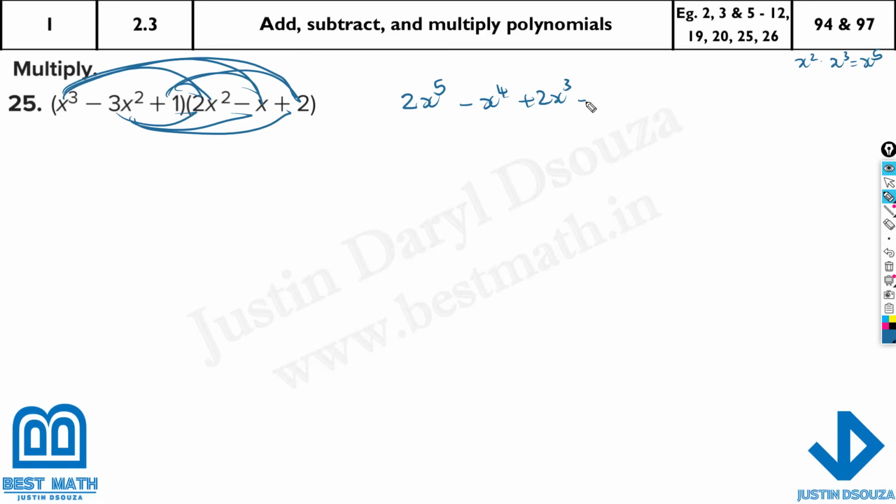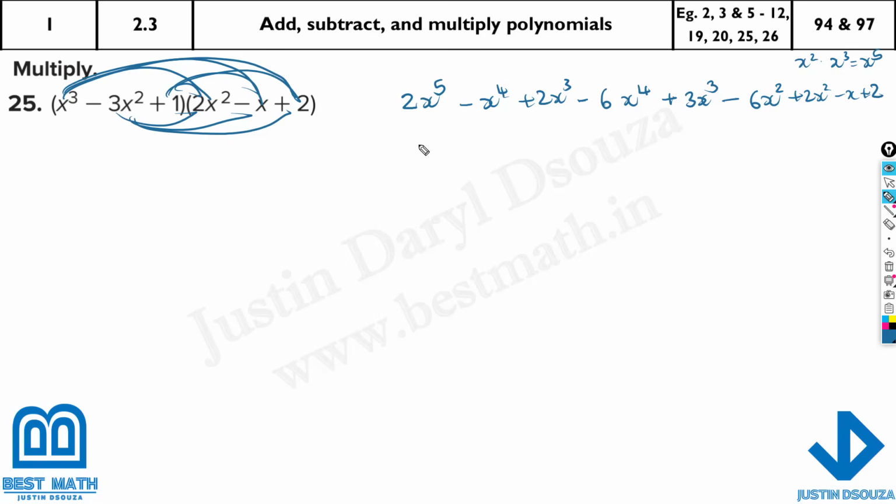Then we have minus 3 times 2, which is minus 6. The coefficients will be multiplied, minus 6, but the powers will be added up. It's not 2 times 2, though the answer is the same. It's 2 plus 2 that gives us 4. Then minus and minus will be plus 3x power 3. It's not 2 times 1, it's 2 plus 1 with the exponents. And lastly, we have minus 6x squared, and the last term is multiplied by 1, so we'll have the same terms, 2x squared minus x plus 2.